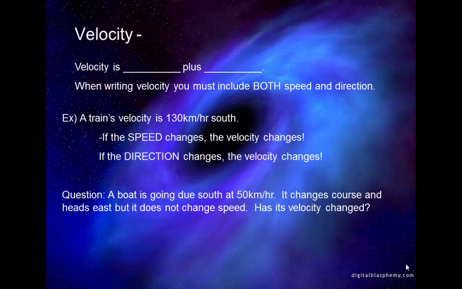All right, well, velocity is a term you probably have heard. But velocity is slightly different than speed, and it's just a more technical definition. Velocity is the speed an object's traveling, but it also includes a direction. So we might say a train's velocity is 130 kilometers per hour south. That includes a direction, so that is a proper velocity. Velocity changes if speed changes, or also if the direction changes. If this train turns 90 degrees to the right, then its velocity has changed. It would now be traveling 130 kilometers per hour west. So a boat going due south at 50 kilometers per hour changes course and heads east, but doesn't change speed. Has its velocity changed? Yes, it has, because it's going in a different direction.